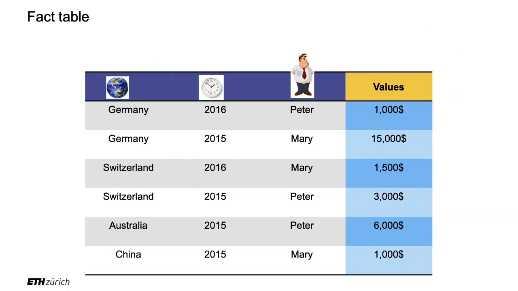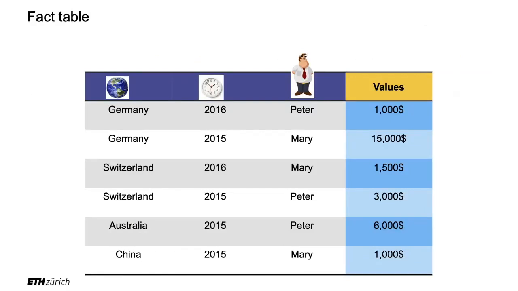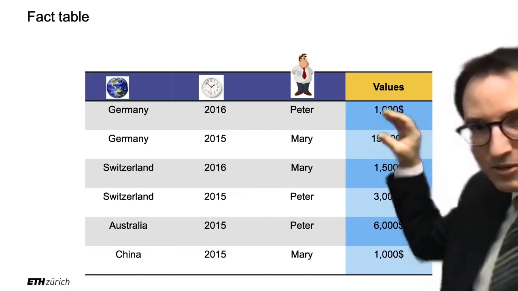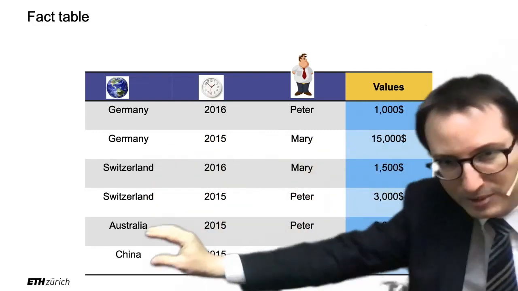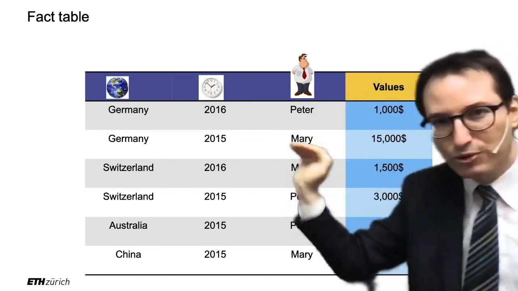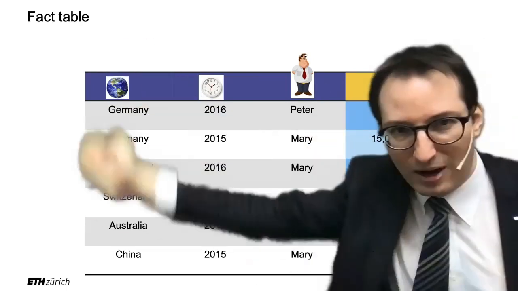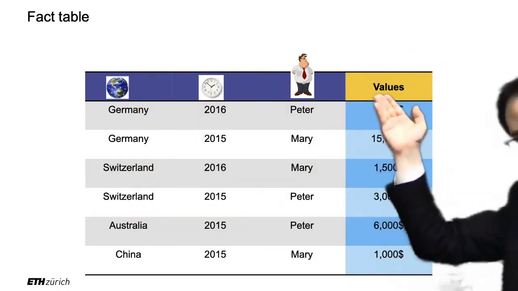What is a fact table? It's just a list of the values in all the little cubes. But instead of organizing the little cubes in a big cube in that way, we list the little cubes. So if you look at this fact table, this is one little cube, this is another little cube, and this is another little cube. One little cube on every row. And here you have the dimensions. In that case, there are three dimensions. And in this last column, you have the values.